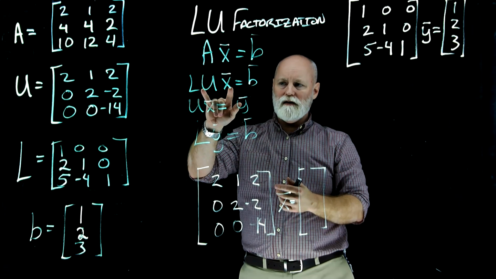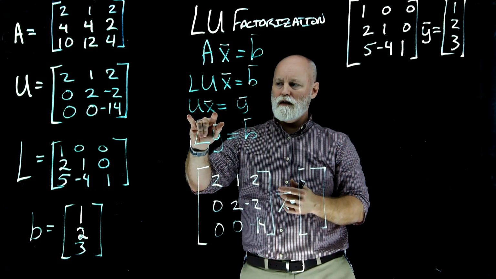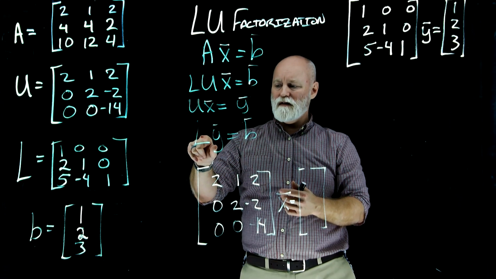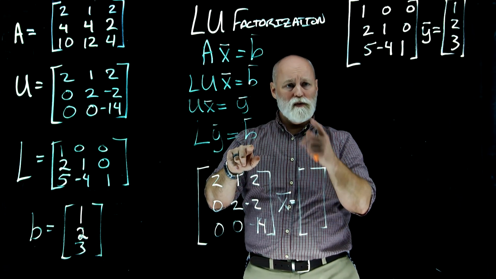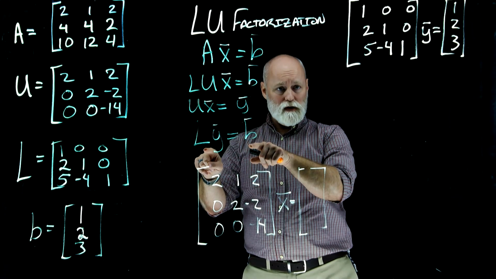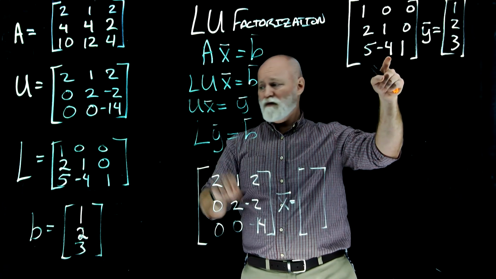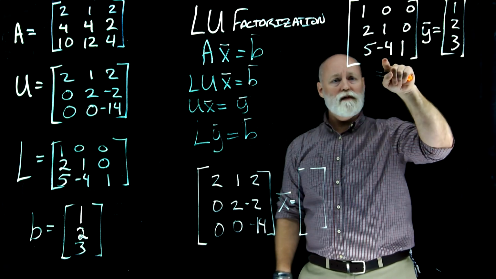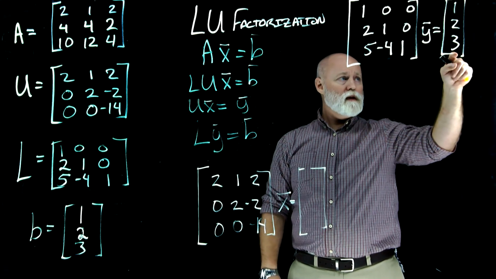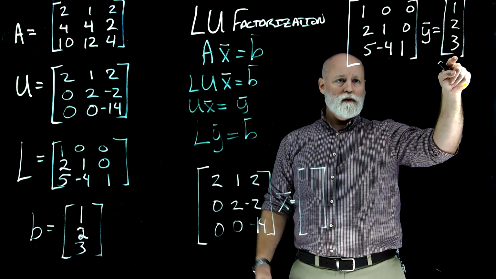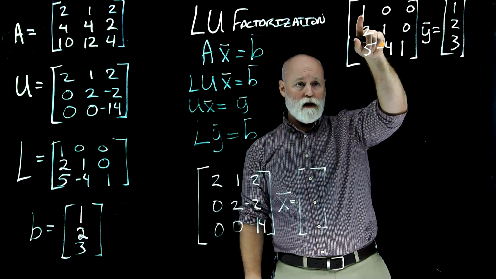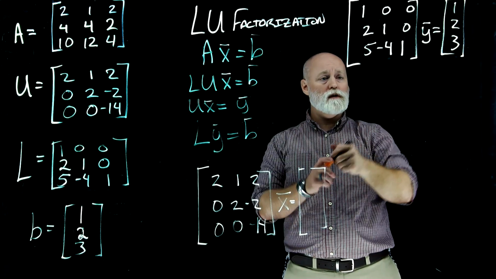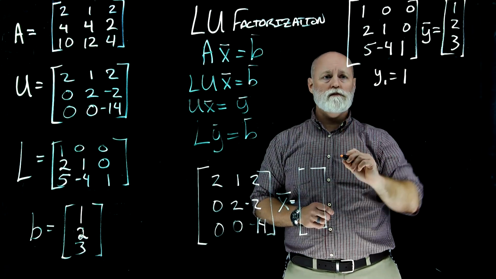Well, I can do this: UX is equal to Y, which means that LY is equal to B, and I can do this process fairly simply. So here's my L. I just took my L and transposed it over here. So I have L times Y gives me B. Now notice the first position, which would be Y1. 1Y1 plus 0Y2 plus 0Y3 gives us 1, which means that Y1 equals 1.